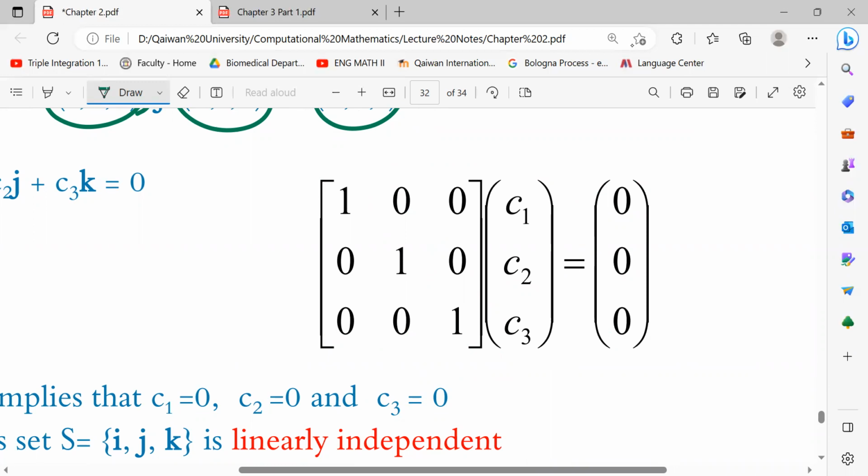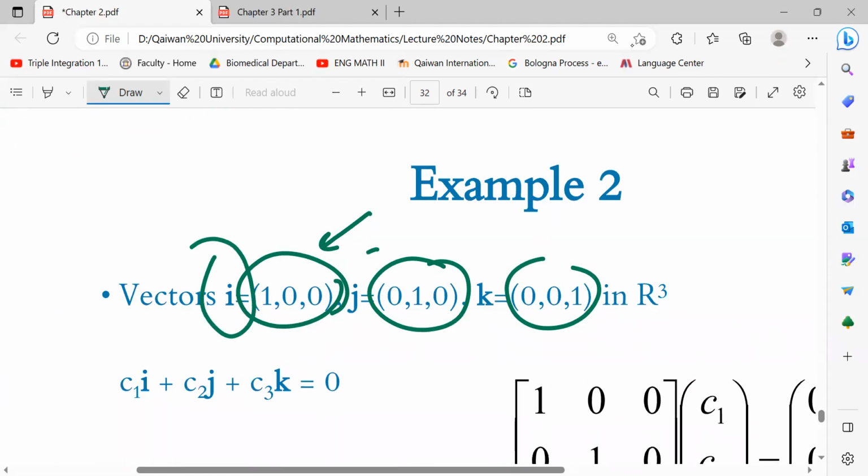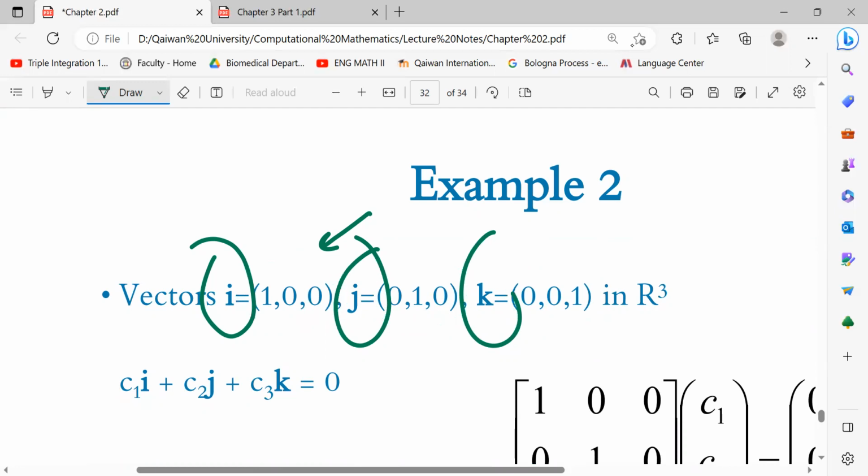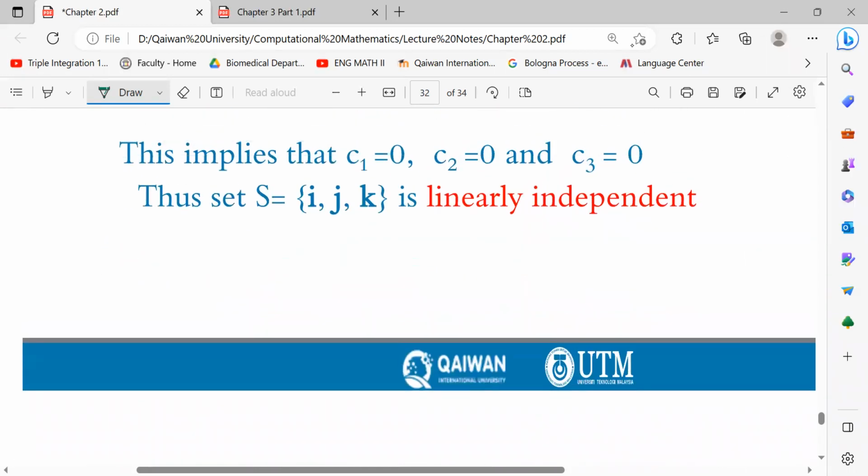So as you see, all C's are 0. That means these three vectors, i, j, and k, are linearly independent. They are linearly independent. That's it.